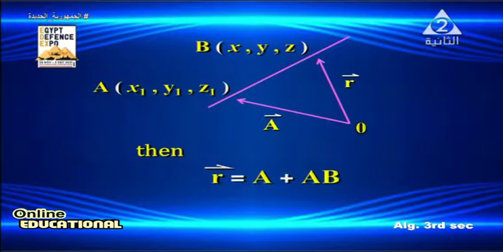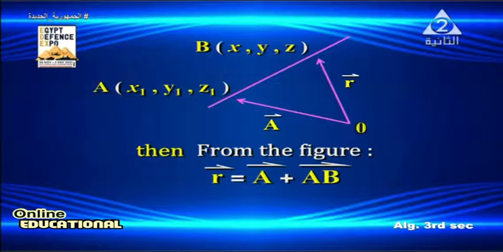Then we deduce that R vector equals A vector plus AB vector. This equation is from the first secondary, from the vector lesson. Look at R vector, OB vector, A vector, OA vector, AB vector. Thus, we deduce that R vector equals A vector plus AB vector.